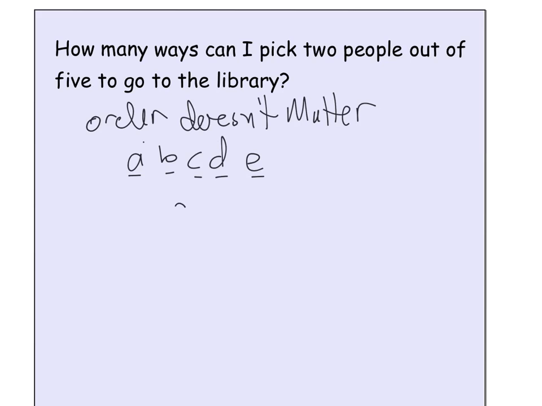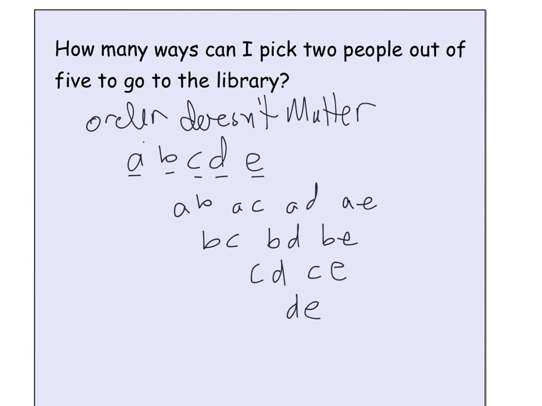Well, let's say I pick A. I could do AB, AC, AD, and AE. I could do BC, BD, and BE. That's three more ways I could pick people. I could do CD and CE. And last, DE. Now, let's just look at DE for a minute.